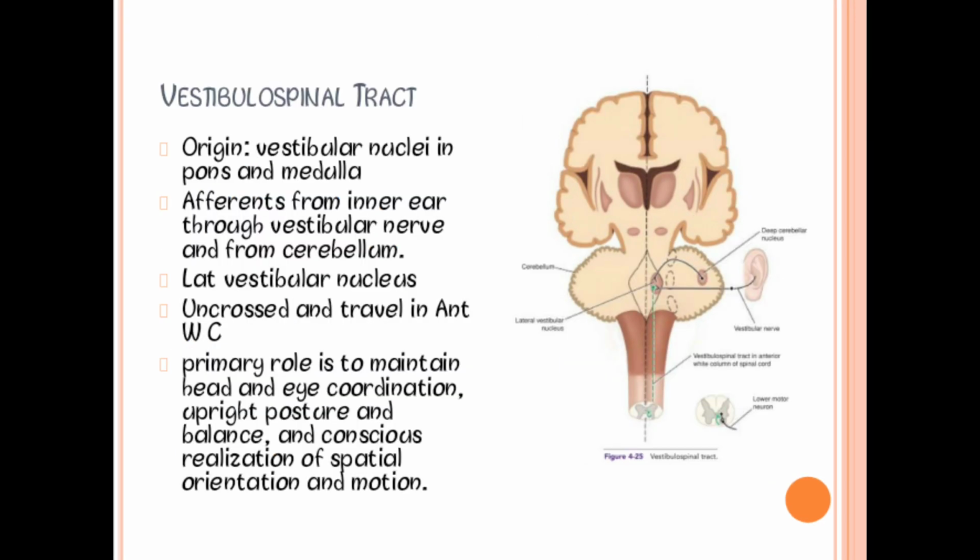Now let's talk about the vestibulospinal tract. So vestibulo means vestibular nuclei, and it shows that it arises from the vestibular nuclei that are present in the pons and medulla. Now, what happens is that when they arise from the pons and medulla beneath the floor of the fourth ventricle, before descending, they receive afferents from the inner ear through the vestibular nerve and from the cerebellum.